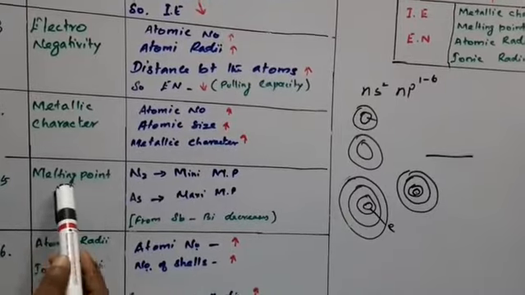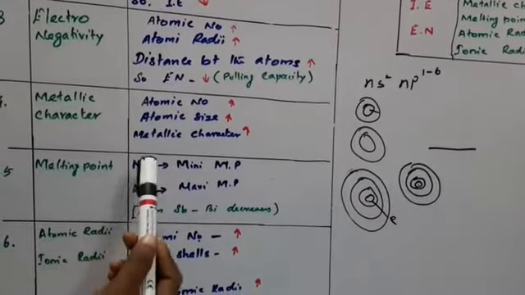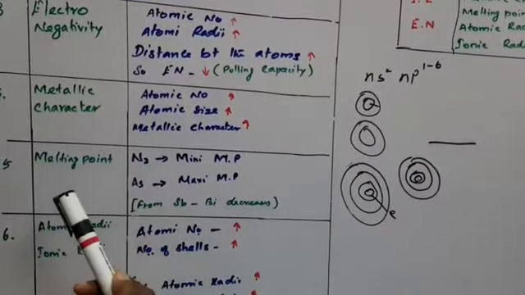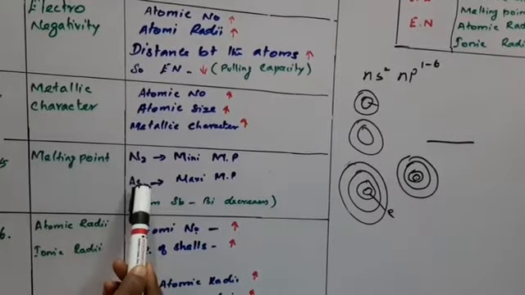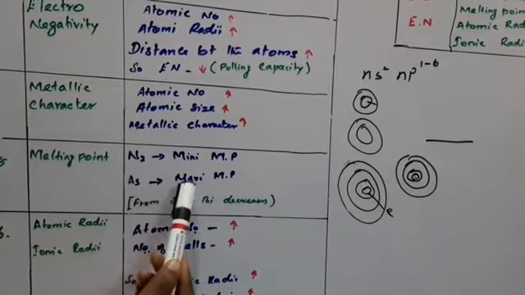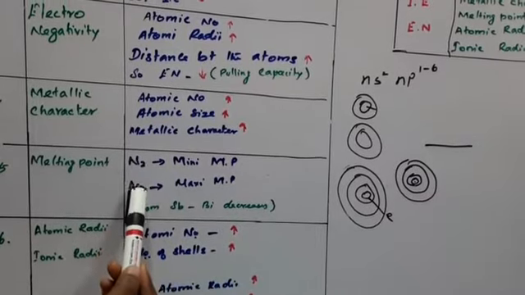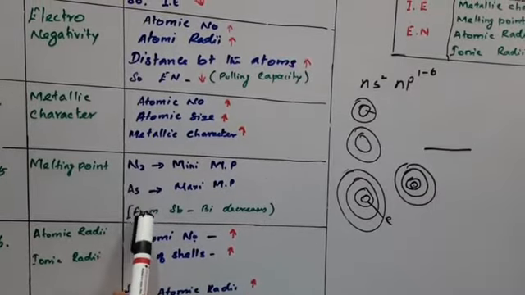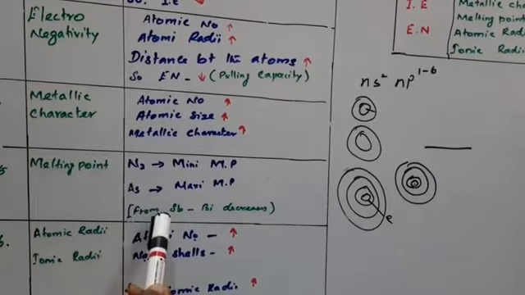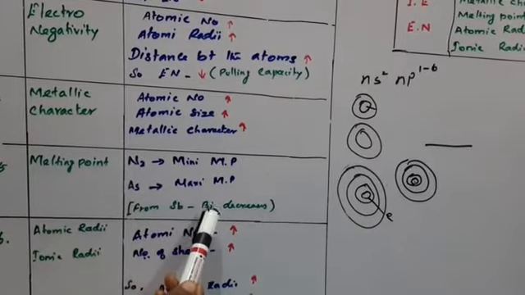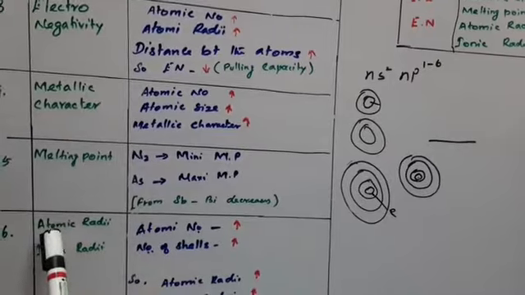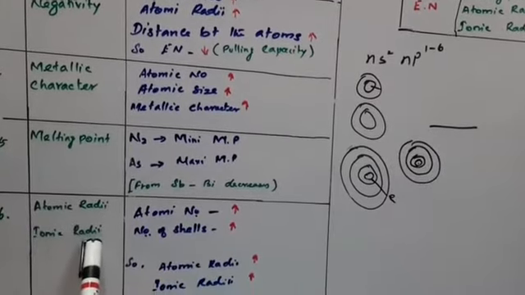Okay, so for melting point, nitrogen has the minimum melting point. At the same time, arsenic has the maximum melting point. So melting point increases from nitrogen through phosphorus to arsenic, but then it decreases from antimony to bismuth. Okay, right.